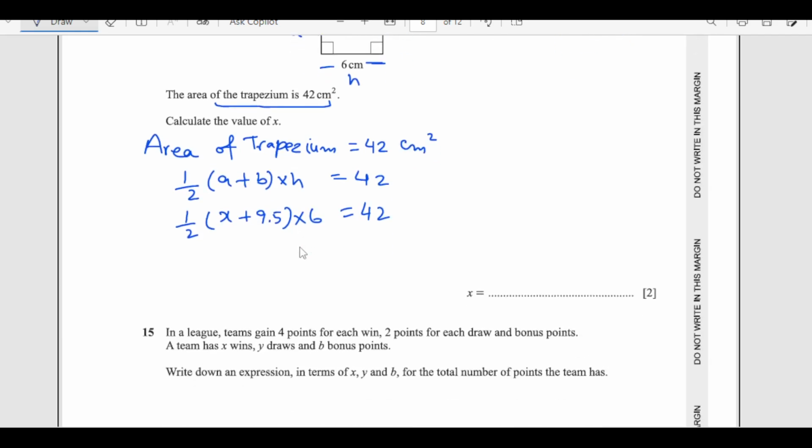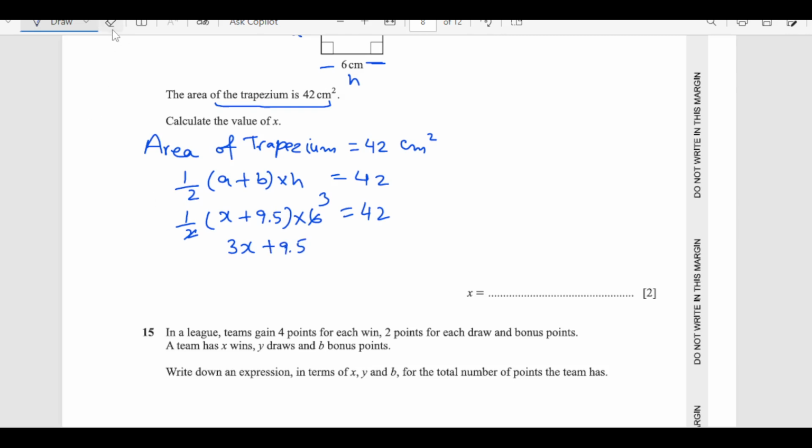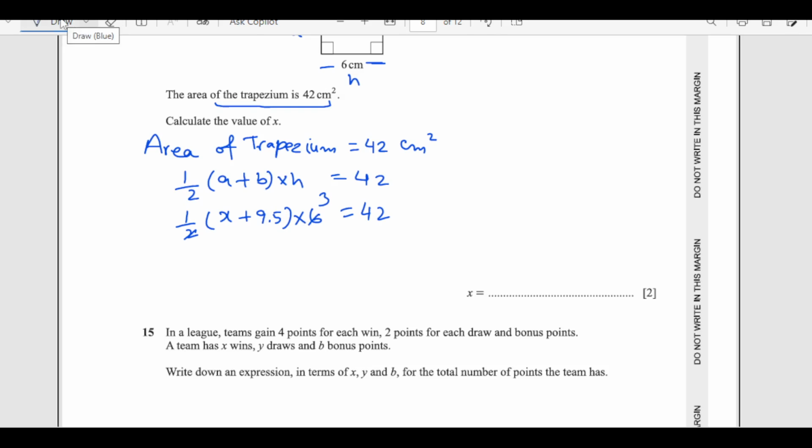So, now we are just going to do the calculation. So, this 2 times 3 is 6. So, we have here x, that will be 3x, because this 3 is going to multiply this side, 3x plus 9.5 times 3, or we can just divide it by 3. I think that will make our work much easier. So, let me do that. So, we have here 3 into x plus 9.5 equals to 42.